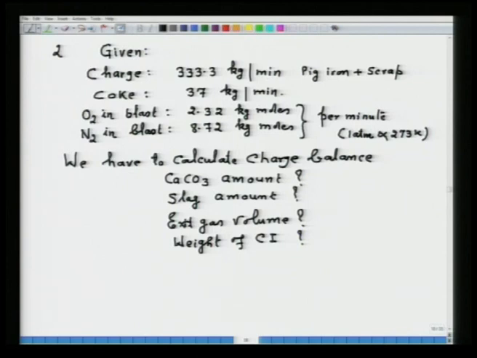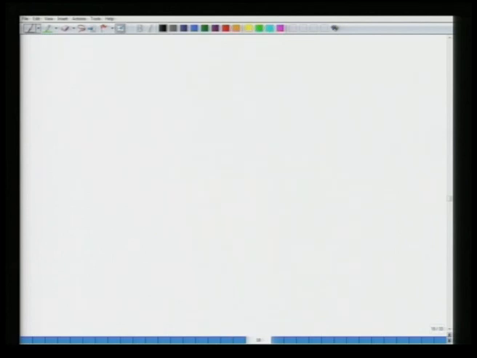Now, calcium carbonate amount we cannot calculate unless we calculate the slag amount. So, our first thing is that we have to calculate the amount of slag. Let us calculate the amount of slag first. Here you are not given any percentage. You have to read the problem and see the balance and see what is happening to what element.